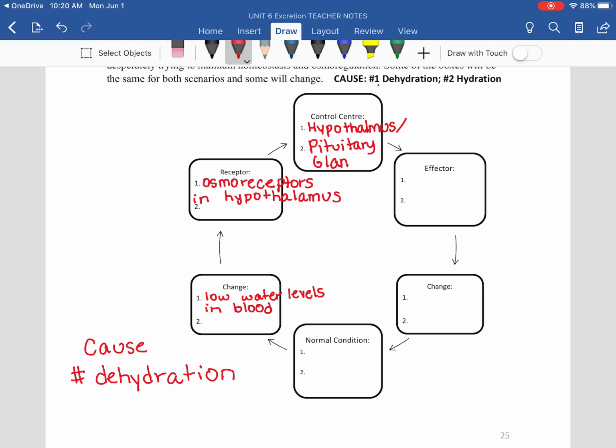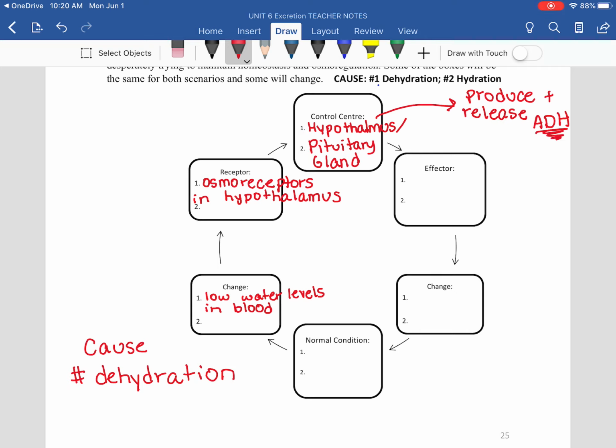So if you remember in the reading, the hypothalamus is responsible for producing ADH, and the pituitary stores and releases that appropriately. So what's going to happen is if there are low levels of water in the blood, the hypothalamus and pituitary are going to produce and release ADH, antidiuretic hormone.